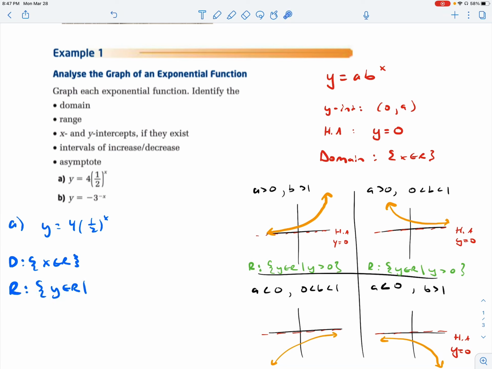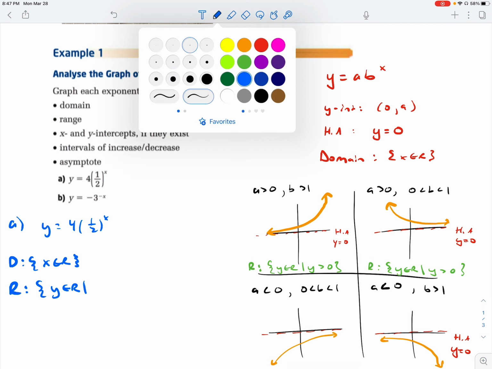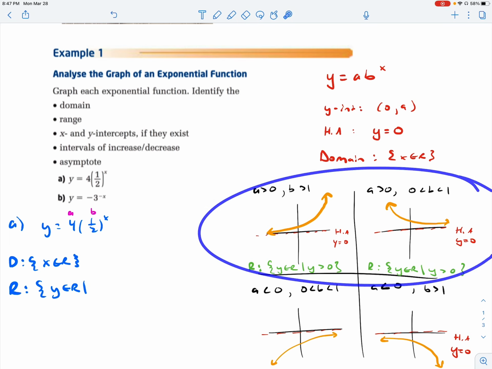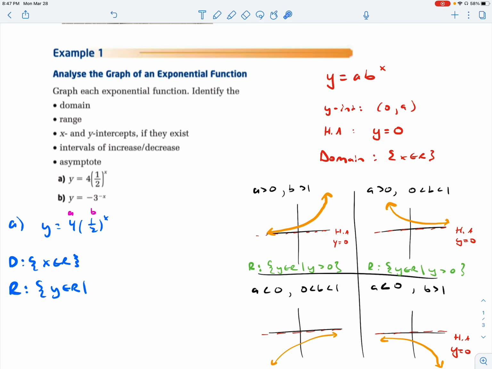And then now I know that my A value, I'll just write this in pink, A is 4 and B is the half that's here. So I have A is greater than 0, so it's going to be one of those. B is a half, well that means it's between 0 and 1, so it's got to be this graph here. So that means this is going to be a decreasing function and it's going to be positive. So my y values are going to be everything greater than 0, like we got right here.